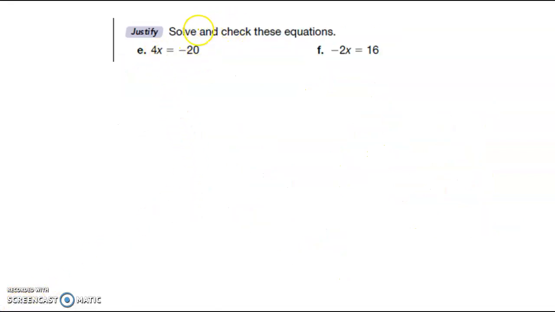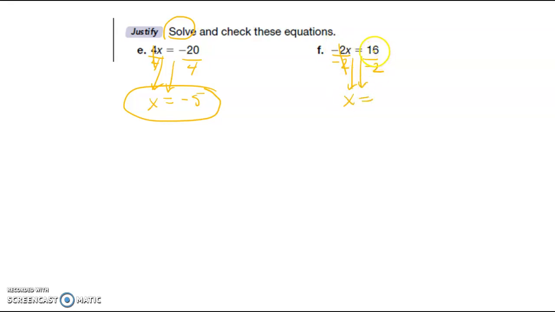Okay, solve and check these. We're going to solve them. So to get x by itself, I have to divide. 4 over 4 is 1. My x comes down. My equals comes down. -20 divided by 4 gives me -5. Here I'm also going to have to divide. -2 divided by -2 is 1. Equals 16 divided by -2 is -8.